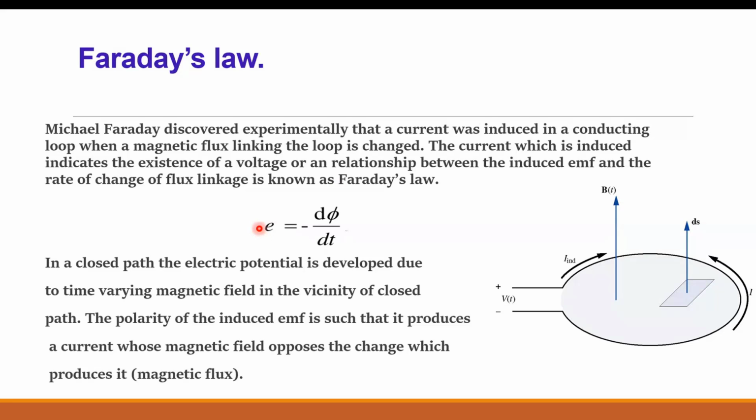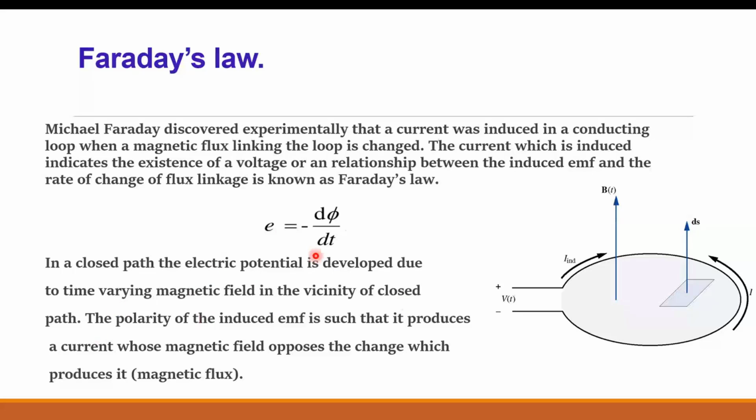Electric potential, or you can say EMF, is developed due to a time varying magnetic field in the vicinity of a closed path. Now here in this equation, you can see there is a negative sign. E is equal to minus d phi by dt. The negative sign indicates that whatever induced EMF is there, it opposes the cause of producing it.